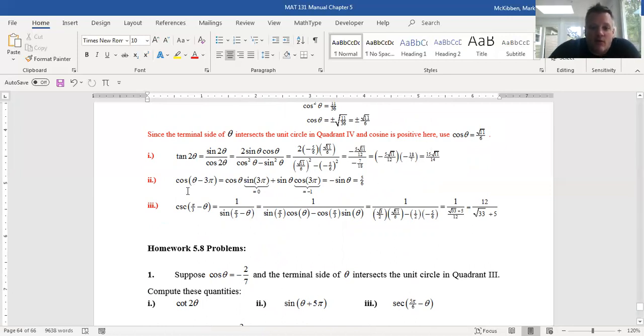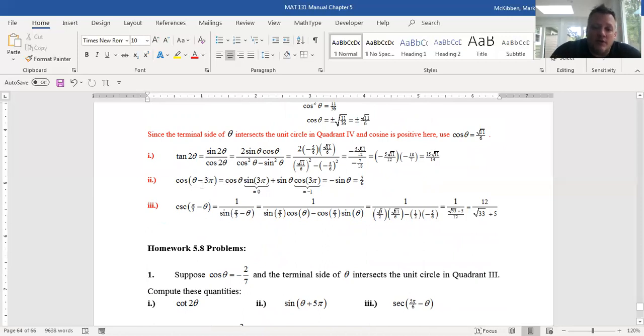Okay, here, if I want the cosine of theta minus 3 pi, be careful. Remember, cosine is periodic, but with period 2 pi. And so here you can't just say this is equal to cosine of theta, because this is not an integer multiple of 2 pi. Remember that integer multiple business is really important.